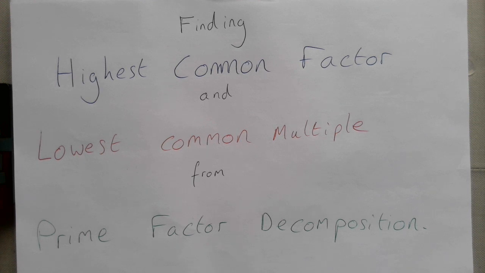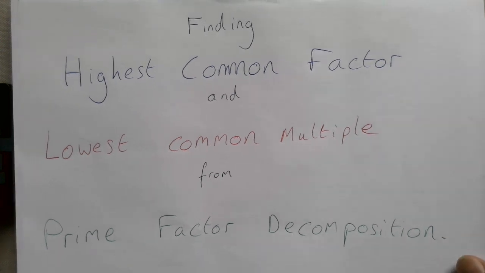Hi guys, so today we're going to be looking at how we can use prime factor decomposition to find the highest common factor and the lowest common multiple of a pair of numbers. Okay, so first thing I want to do is just look at how we do find highest common factor and lowest common multiple and what that actually means.